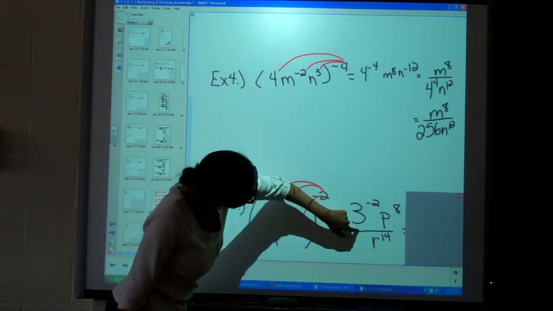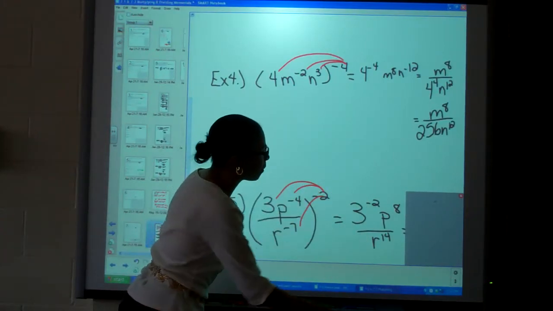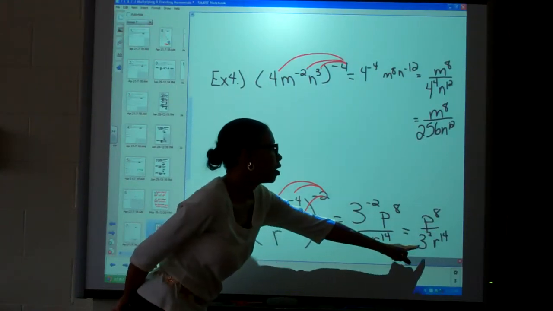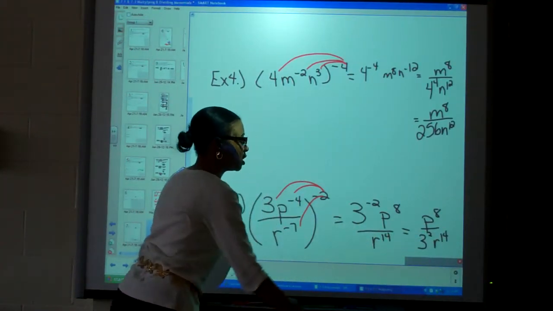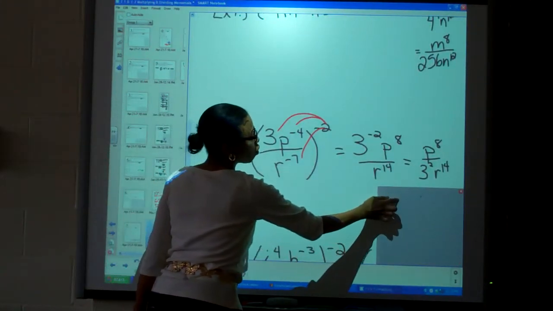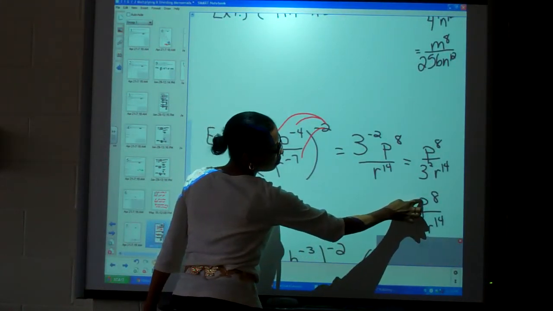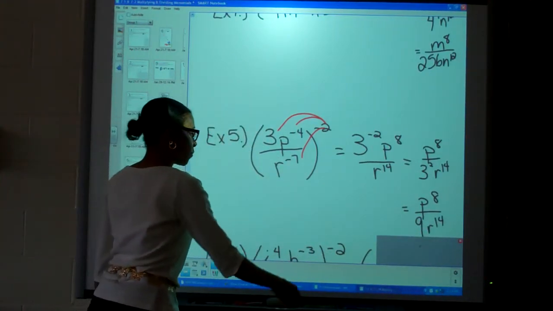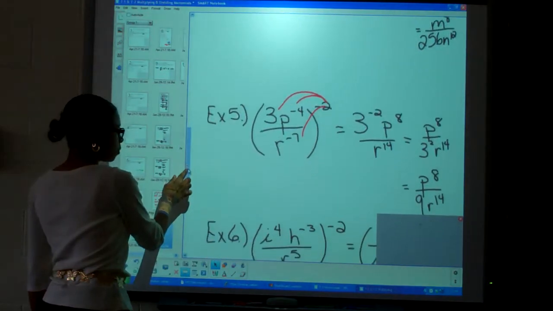The only thing that's negative is that base 3, and we're going to fix that by taking it to the denominator. So p to the 8 stays in the numerator. 3 squared r to the 14th is in the denominator. And then, of course, 3 squared is going to be 9. So we have p to the 8th divided by 9r to the 14th power. Example number 6.